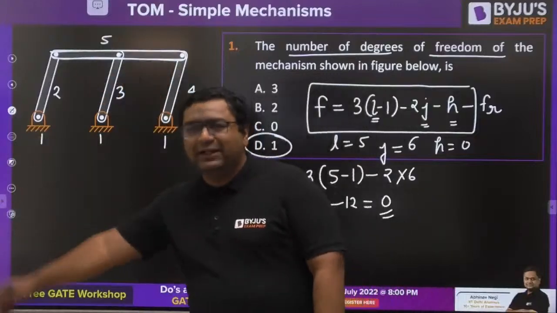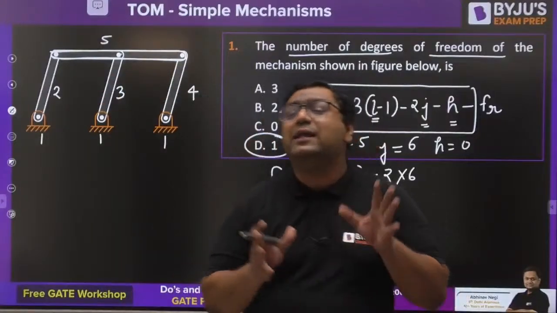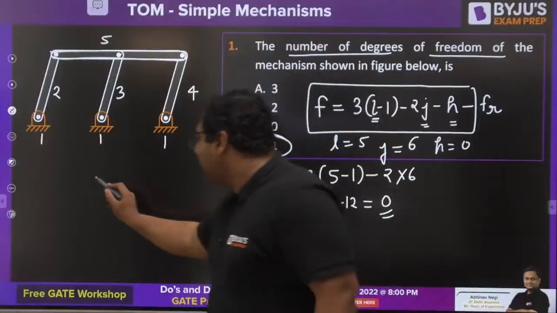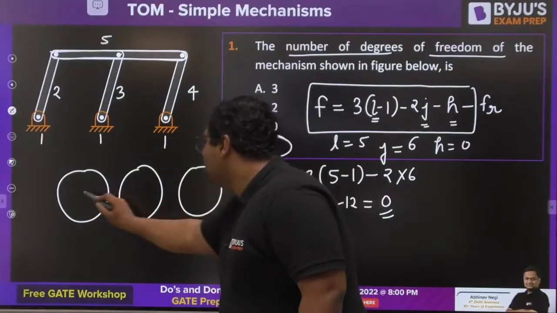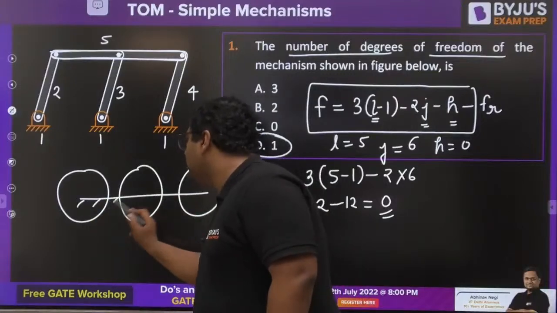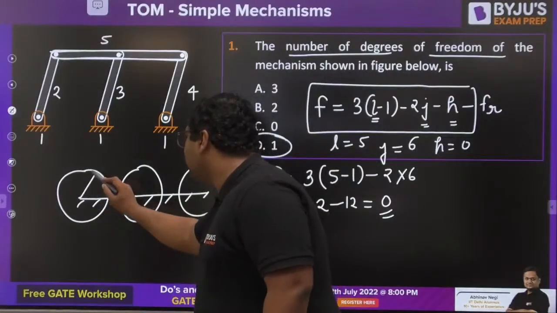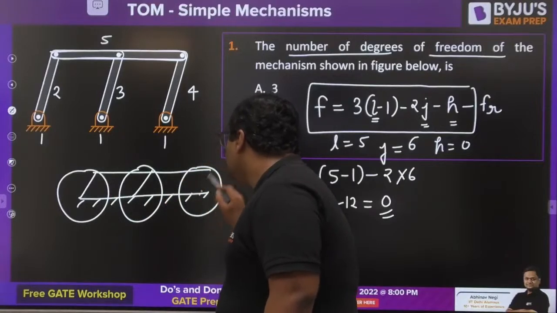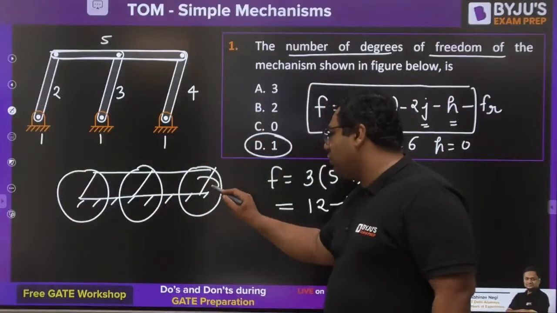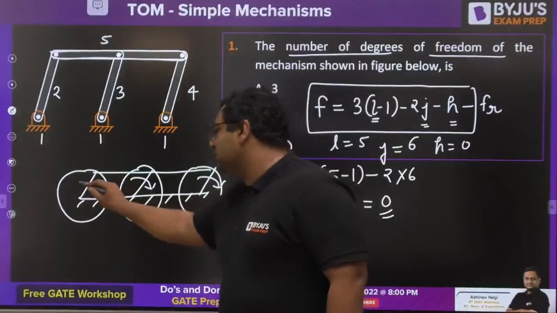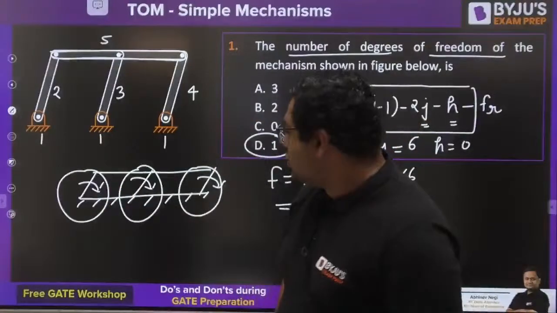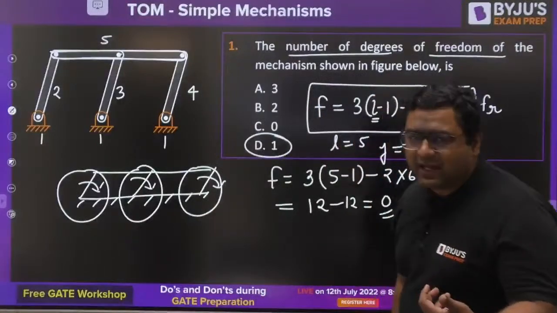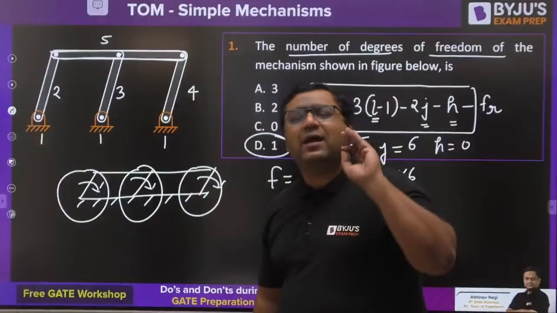double parallelogram linkage, this is used in joining two wheels, three wheels. Like if you are joining this wheel and this wheel, you will be joining them with this type of mechanism. And in this you will be getting the motion. If this rotates, this rotates, this rotates. So degree of freedom should be 1, not 0. So if that is the case, where are we actually making a mistake? Because it is an exception.